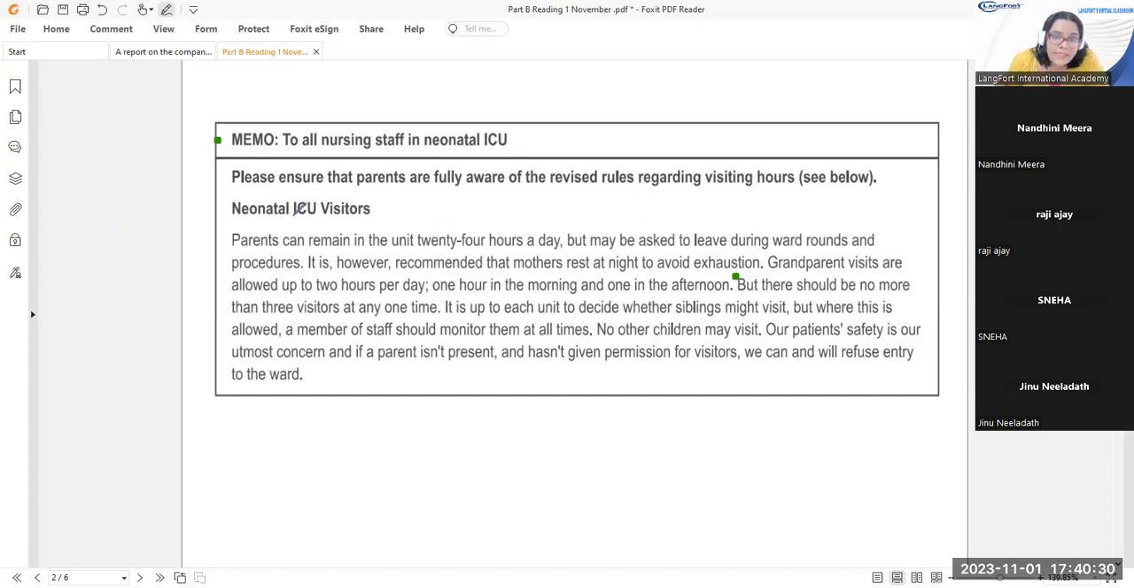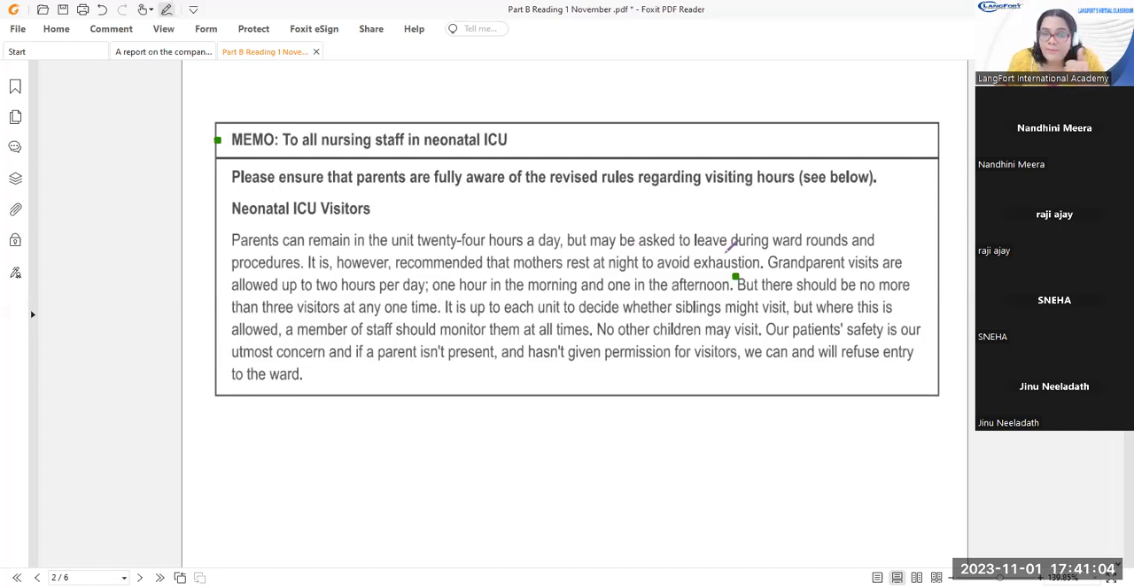So they have said that neonatal ICU visitors, parents can remain in the unit 24 hours a day. So parents are allowed to stay in the unit throughout the day, the whole day. However, they may be asked to leave during ward rounds and procedures. So when the doctors are doing rounds, or when they're carrying out a procedure, they might be asked to leave their kids, because otherwise they can stay in the unit 24 hours a day. Another thing is that they also recommend that mothers rest at night to avoid exhaustion.